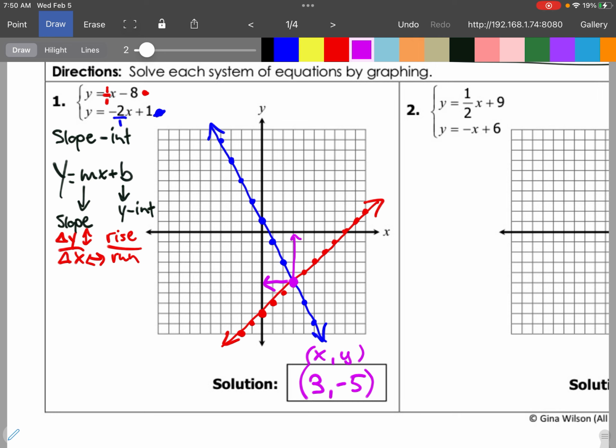And that's how you graph number 1 right there. Graph two lines, they meet at one point. You have to name that solution, that coordinate. It's always going to be x, comma, y. Always.